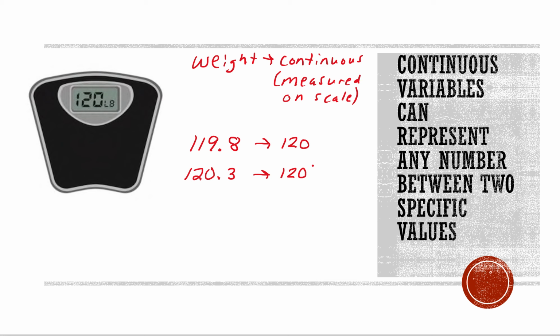So let me ask you this. What is the lowest that the person could actually weigh and have the scale still say 120? The lowest possible weight would be 119.5.